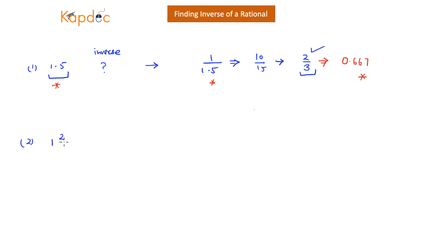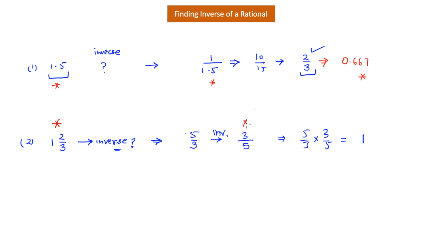Let's say my new number is 1 2 over 3 and I want to find the inverse of that, okay? Because it is a mixed number, I will first convert this into an improper fraction, right? So that will be 5 over 3, right? Now it is very simple: whatever is in the denominator goes in the numerator, and the numerator of the original number goes in the denominator. So the inverse of 5 over 3 is 3 over 5. And we also know that when you multiply these two together, what you will get is just 1. So this was my original number and this is the inverse.